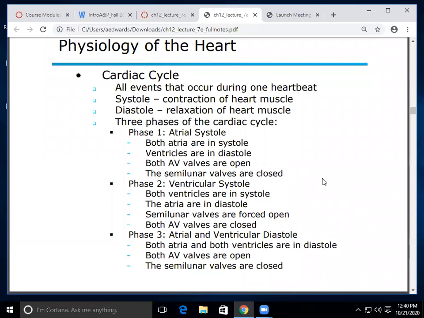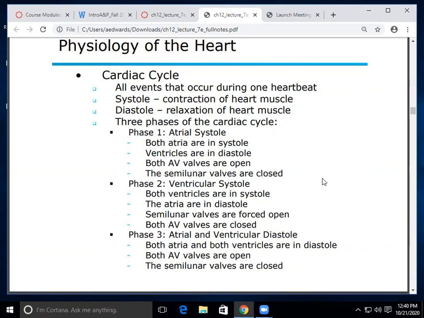Okay, cardiac cycle. So events that occur during one heartbeat are all associated with what we call a cardiac cycle. If you've ever taken your blood pressure on one of those machines at the grocery store or at the pharmacy, you've probably seen systole and diastole, or systolic rate, diastolic rate. Systole has to do with contraction of your heart muscle, and diastole has to do with relaxation of your heart muscle.